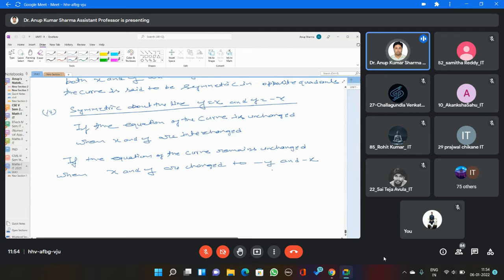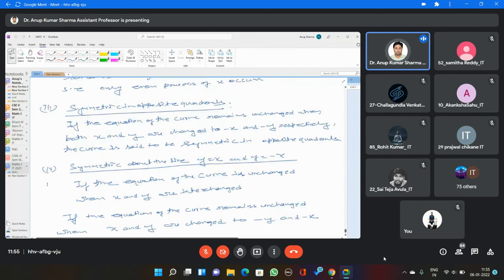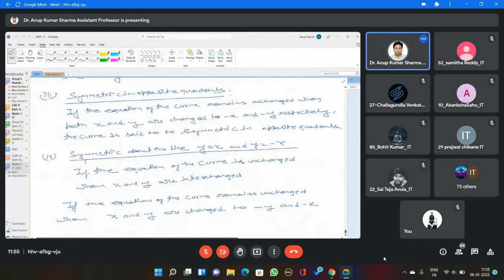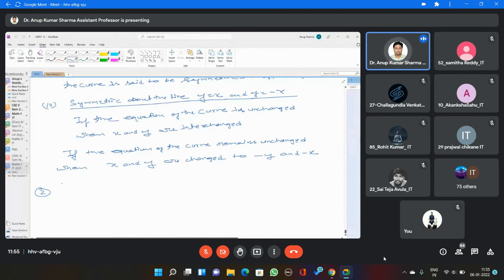So x and y change to minus y and minus x. This is the case for when it is symmetrical about y is equal to minus x. Now we come to the second one. First we have seen the symmetry of the curve. Second one, origin.